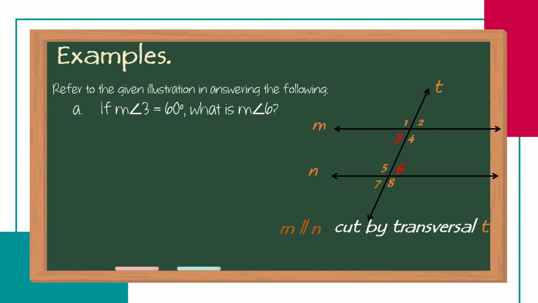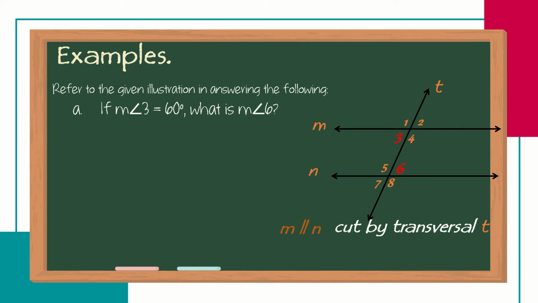Let us begin. For letter A, if the measure of angle 3 is equal to 60 degrees, what is the measure of angle 6? For our solution, let us first analyze the given illustration and the given data. For letter A, we have angle 3 and angle 6. Can you identify the name of the angle pair formed by angle 3 and angle 6? I will give you 3 seconds to identify the name of the angle pair formed by angle 3 and angle 6.